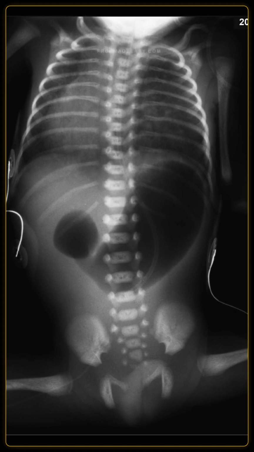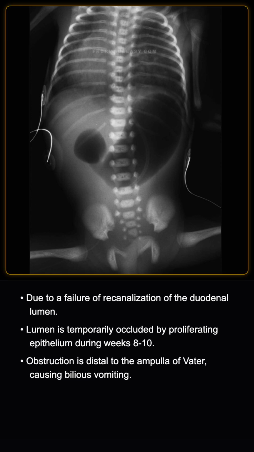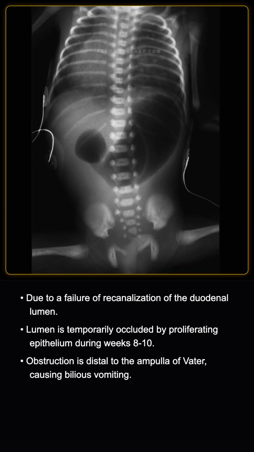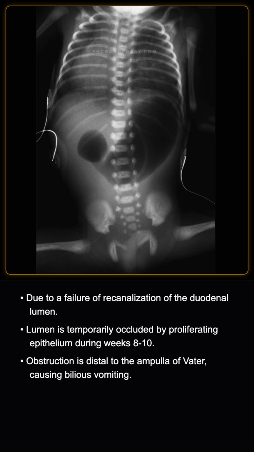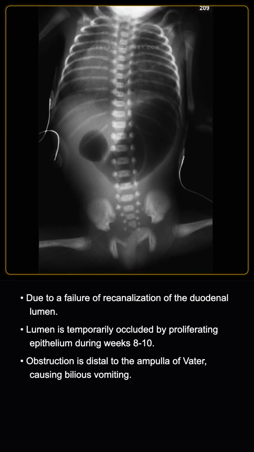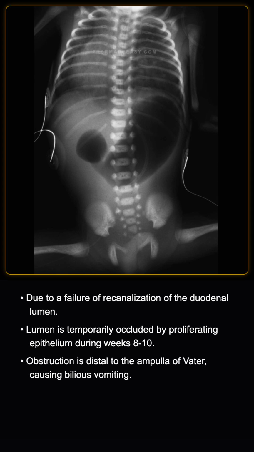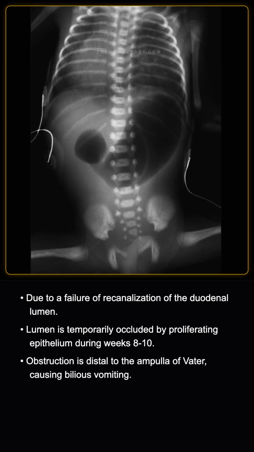What is the underlying embryological pathophysiology of duodenal atresia? Pathophysiologically, duodenal atresia is due to a failure of recanalization of the duodenal lumen. During early embryonic development, between weeks 8 and 10, the lumen is temporarily occluded by proliferating epithelium. A failure of this solid core to recanalize results in complete atresia, which is twice as common as stenosis.